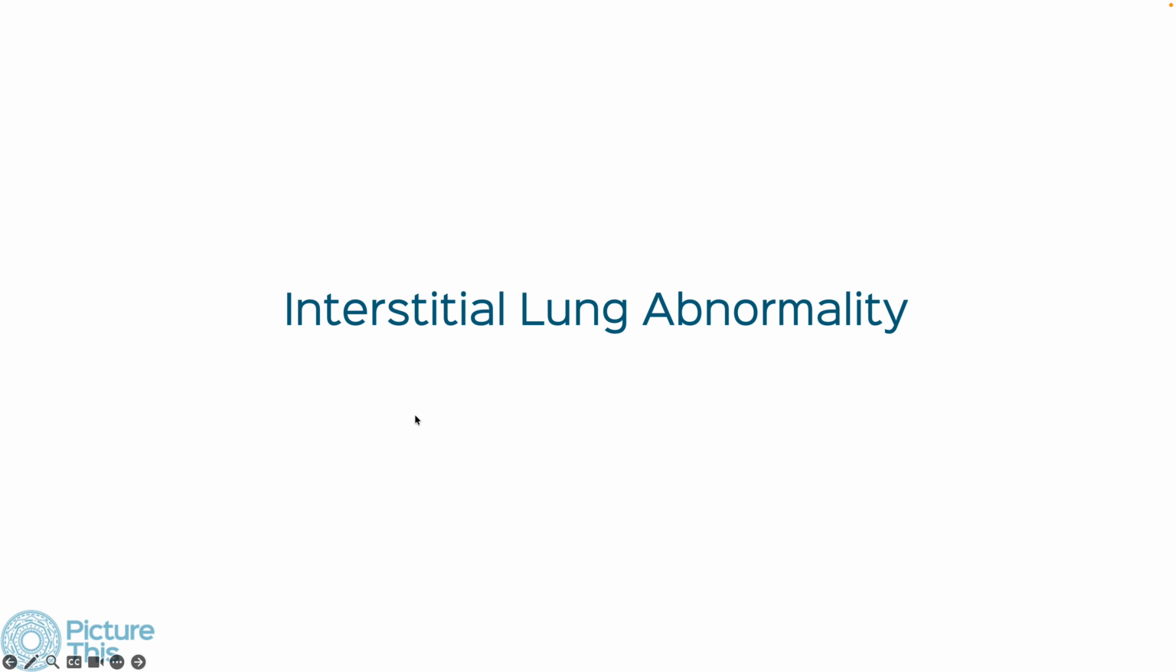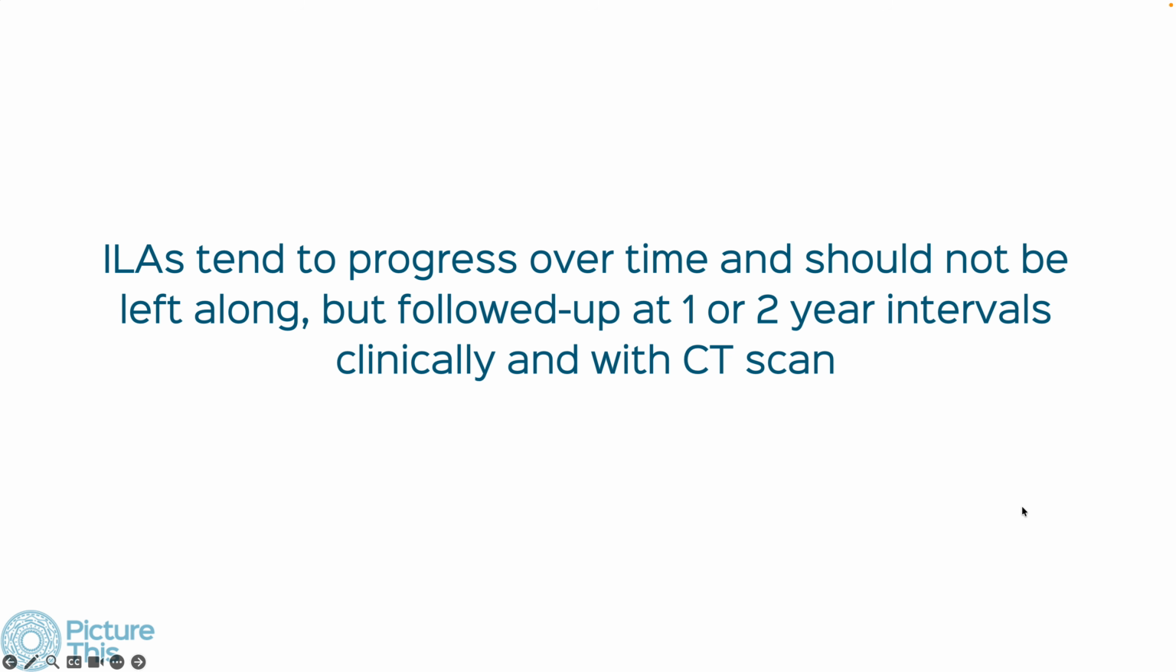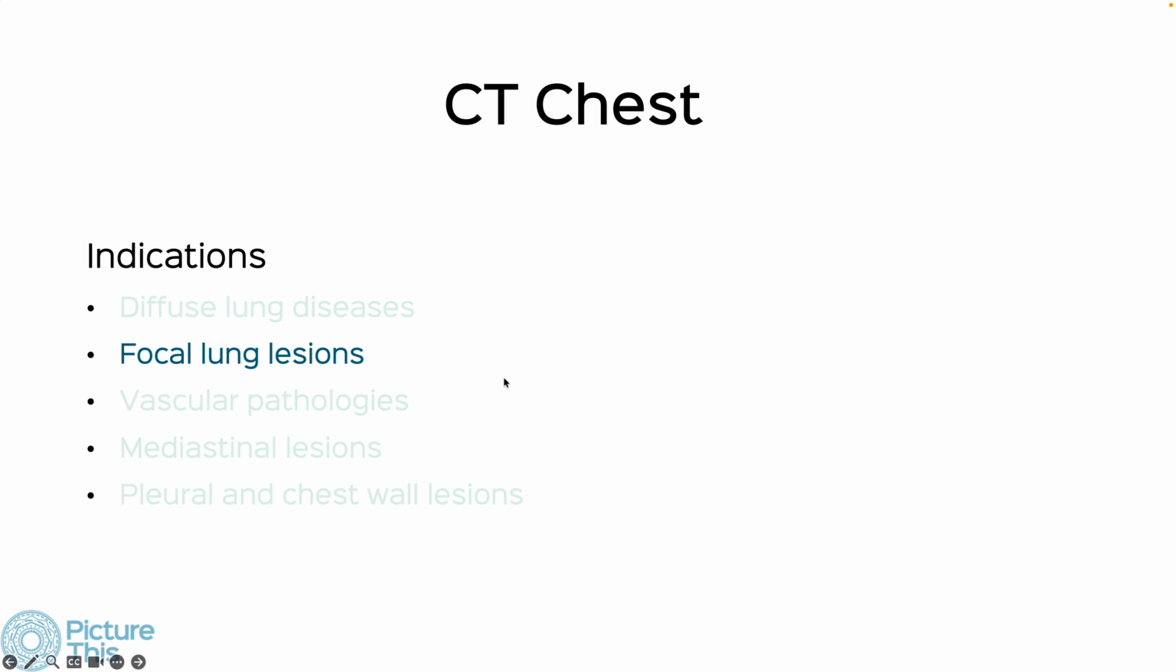One hot topic is interstitial lung abnormality, which is the presence of an incidental finding of interstitial lesions in asymptomatic individuals. There are these 3 categories here, and it's important not only to diagnose them, but once they have been mentioned in the report, to follow them up, because at least 50% of patients with ILAs tend to progress over the next 5 years, and hence every 1 or 2 years following them up clinically or with CT scans becomes important.